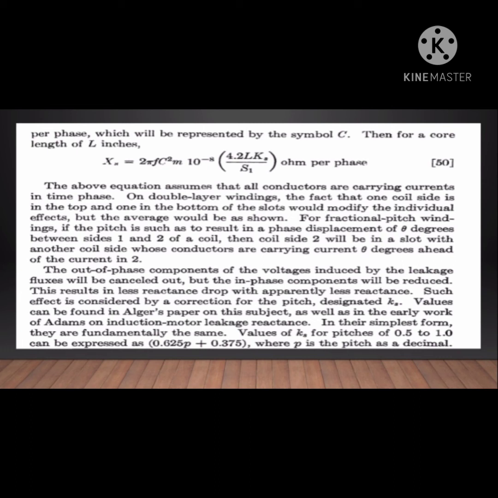So, values of Ks for pitches of 0.5 to 1.0 can be expressed as 0.625 times P plus 0.375, where P is the pitch as a decimal. So, our P should be in decimal form when solving.